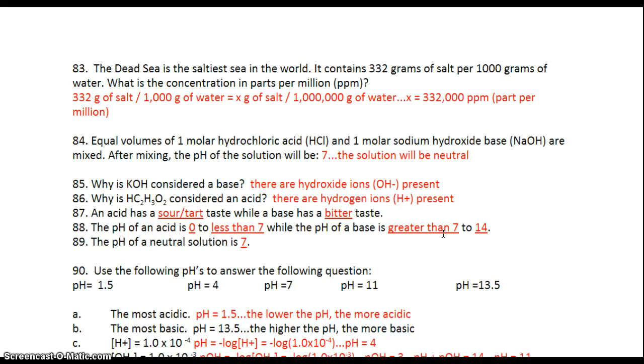The most recent property of solutions that we've been studying is whether the solutions were acidic, basic, or neutral. And we can recognize an acid by hydrogen ions in its formula, or a base by hydroxide ions in its formula. Acids have more hydrogen ions than hydroxide ions, bases have more hydroxide ions than hydrogen ions, and neutral solutions have an equal amount of hydrogen and hydroxide ions.